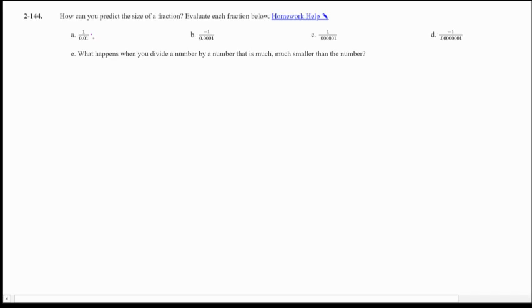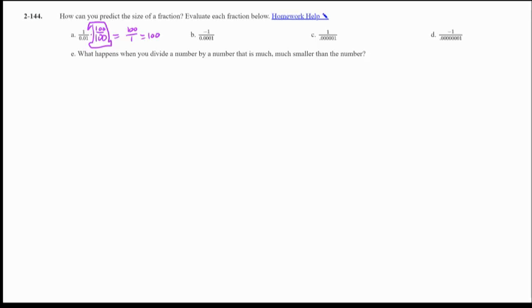So in this case here, we can multiply this by 100 over 100, which is like our giant 1 principle. Doesn't change the value, just changes the way that it looks. That would end up giving us 100 over 1, which is just 100. And so how can you predict the size of a fraction? Well, if we're dividing it by a really small number, that means we're really going to get a really big number.